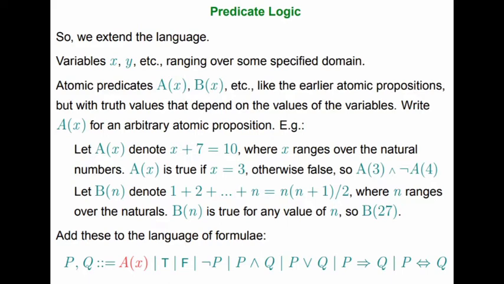Let B of n denote 1 plus 2 plus so on and so forth plus n equals n times n plus 1 divided by 2, where n ranges over the naturals. B of n is true for any value of n, so B of 27.